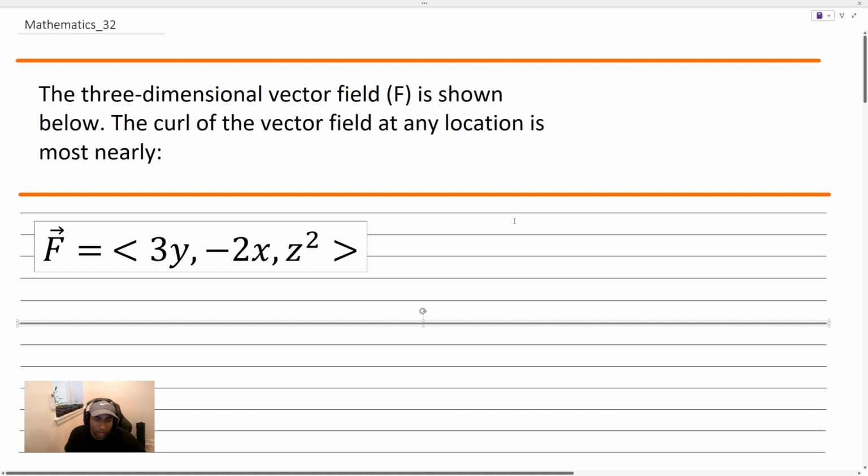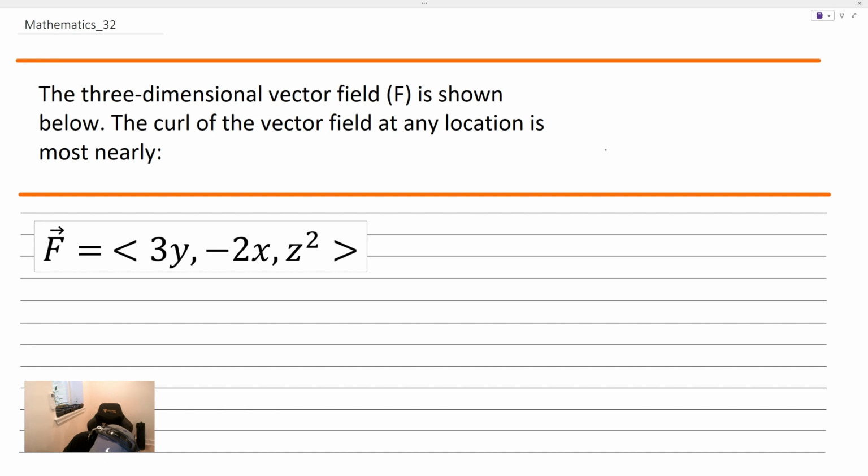Okay, so the first thing I like to do is review what a vector field is. If we draw a Cartesian plane here, every single position on this Cartesian plane will correspond to a certain vector. You can get the magnitude and direction of that vector by plugging into the vector field here. Give me an x, y, z, and you can plug into the vector field and it'll give you a vector F.